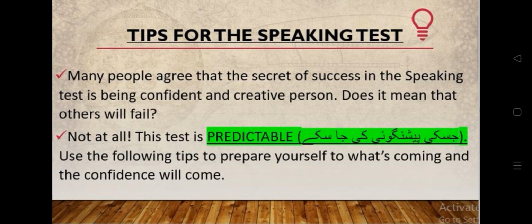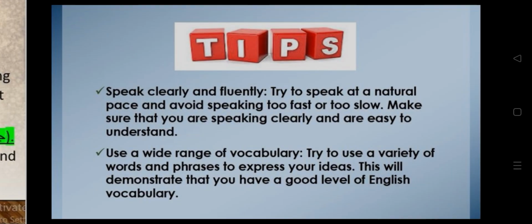Now, I'm going to share with you some tips on how you can get your desirable band. Tips for the speaking test. Many people agree that the secret of success in this speaking test is being a confident and creative person. Does it mean that others will fail? No, not at all. This test is predictable. Use the following tips to prepare yourself for what is coming, and the confidence will definitely come.